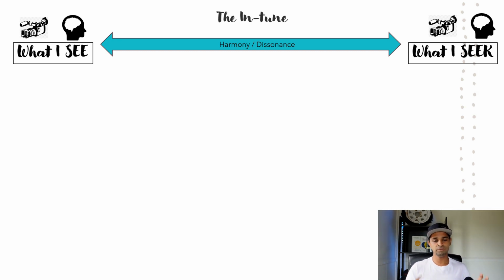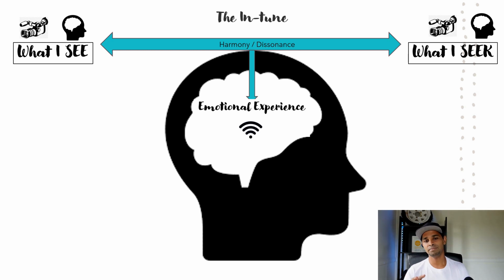And so what I simply put forward here is that what I see and what I seek can either be in harmony or dissonance. And when it is harmony or dissonance, it will create an emotional experience. Let me put it this way. What I see and what I seek, when they are in harmony, will create a certain emotional experience. When it is in disharmony, it will create a different emotional experience.